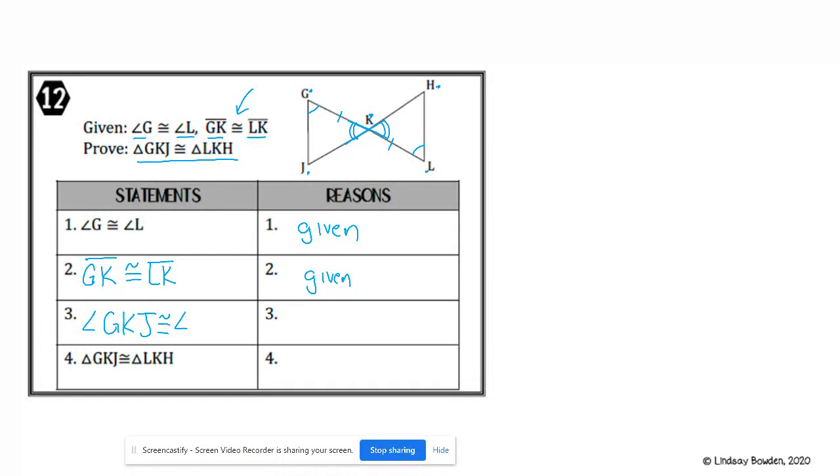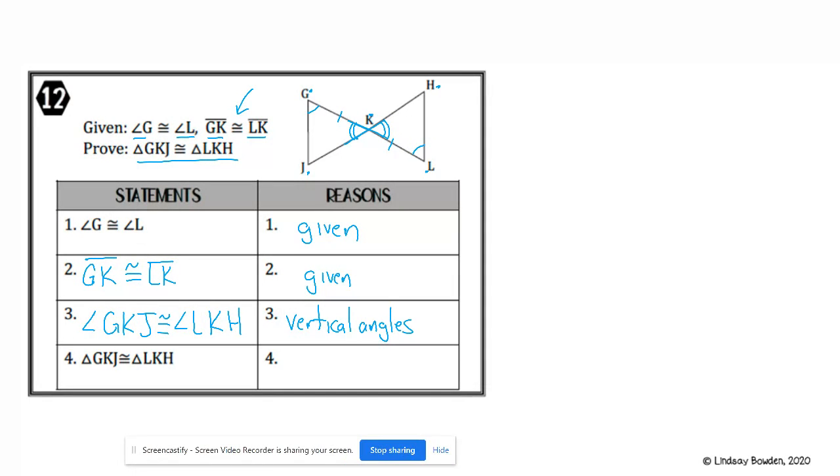So think back to when we were naming angles, and whenever you have two angles that meet at the same point, you'll need to name them with all 3 letters so it's clear which one you're talking about. And like we said, the reason we know that is the vertical angle theorem. Or you can just write vertical angles. I think that's sufficient here. We know vertical angles are congruent.